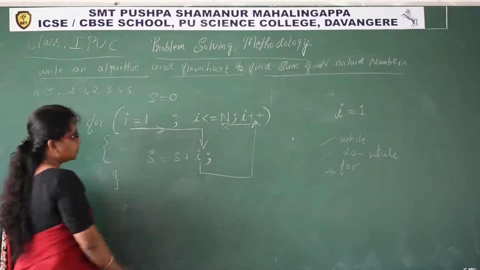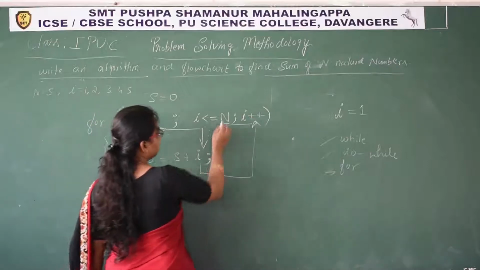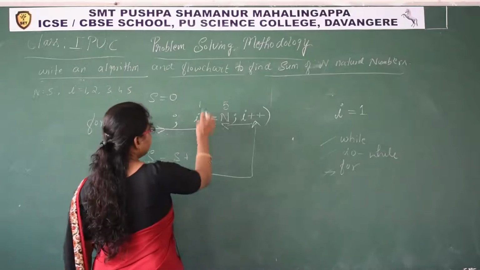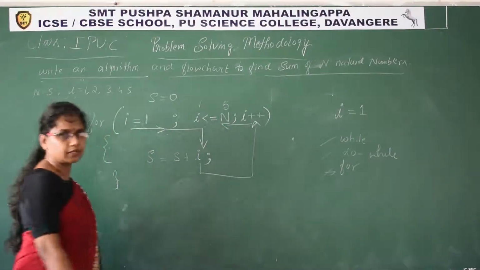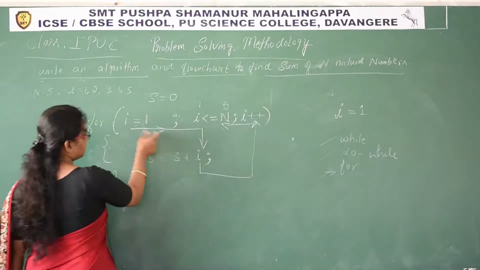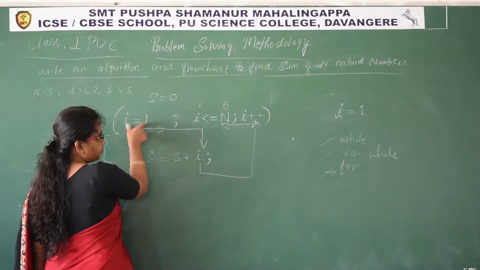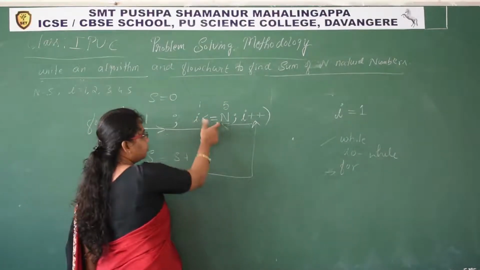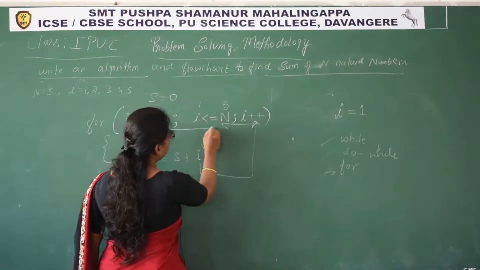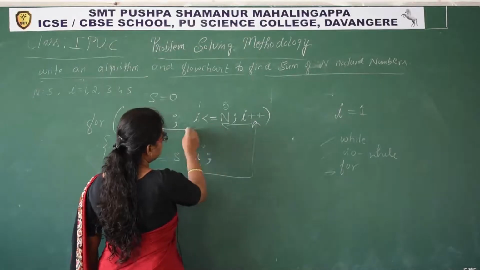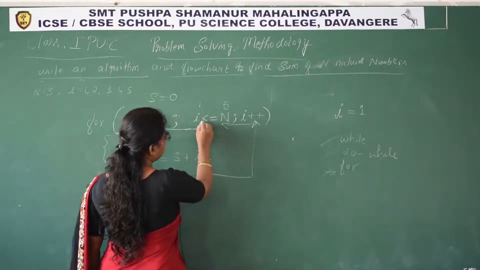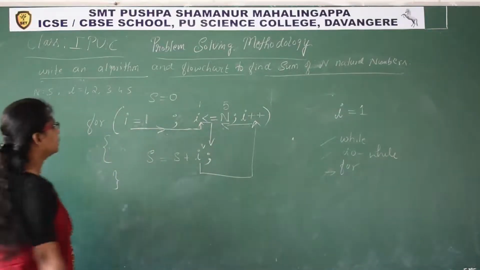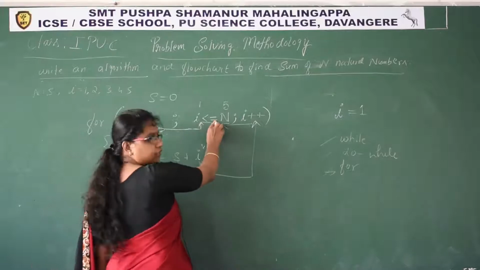i is equal to 1. We have to substitute the values here. Right now I have taken the n value as 5. So 1 less than or equal to 5, is the condition true? See here: initialization part, condition part. What is the initialization? i is 1. Now I go to the condition part. Now 1 less than 5, the condition is true.